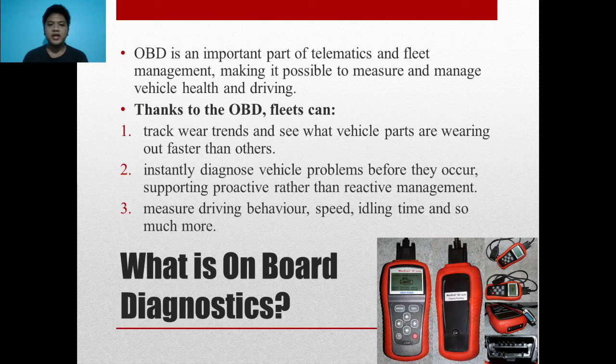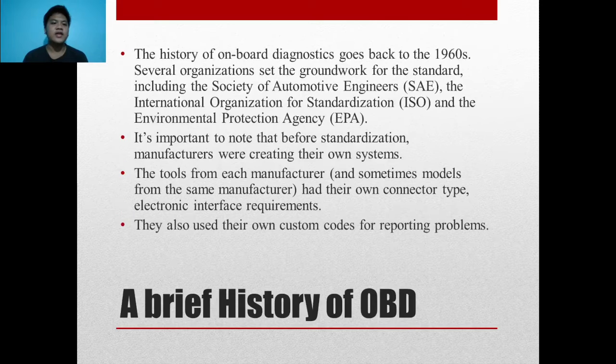OBD is an important part of telematics and fleet management, making it possible to measure and manage vehicle health and driving. Thanks to the OBD, fleets can track wear trends and see what vehicle parts are wearing out faster than others. Instantly diagnose vehicle problems before they occur, supporting proactive rather than reactive management. Measure driving behavior, speed, idling time, and so much more.